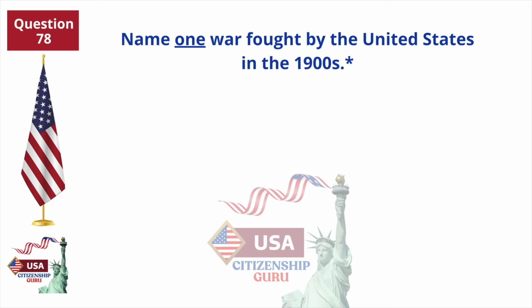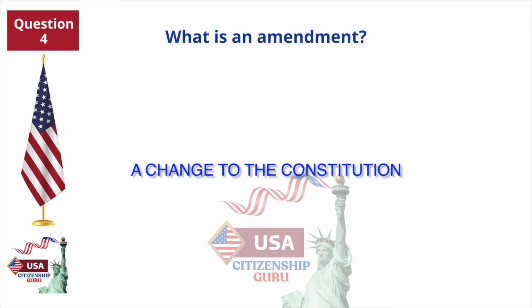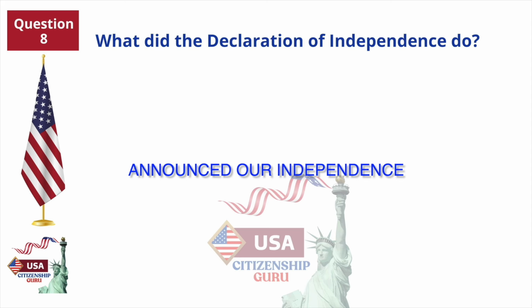Name one war fought by the United States in the 1900s. World War I. What is an amendment? A change to the Constitution. What did the Declaration of Independence do? Announced our independence from Great Britain.